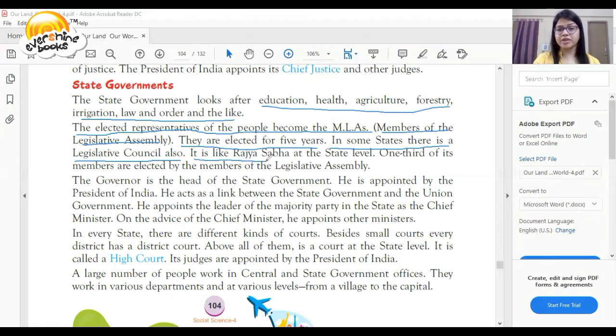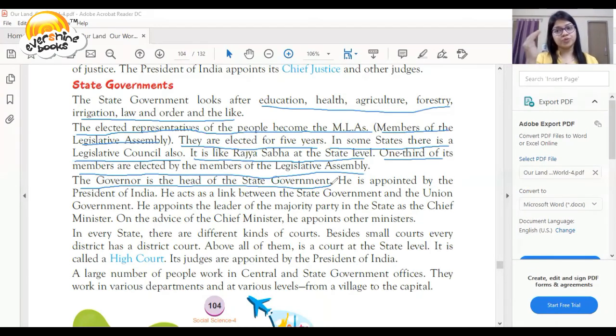It is like Rajya Sabha at the state level. जैसे यूनियन में राज्यसभा होती है, वैसे ये स्टेट में राज्यसभा की तरह वर्क करते हैं. One third of its members are elected by the members of the legislative assembly. The governor is the head of the state government. Yes, student, again this is a very important question. Who is the head of state government?